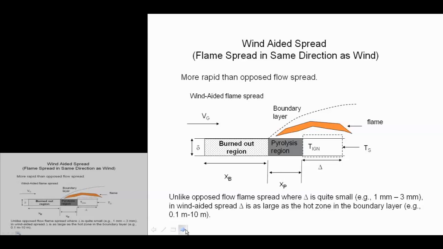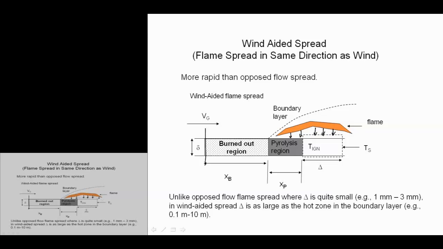Okay, so in this wind-aided spread, again, flame spread in the same direction as the wind, the flame is heating up this sample. So we might imagine that we ignited the flame back here, and there's a burned-out region where it's just charred. There's a length associated with pyrolysis, this x sub p, and there is a heating length, which is called delta here. And the delta can be quite large in the wind-aided case, which is very different from the opposed case, where it's relatively small. And it really has to do with how large the flame is.